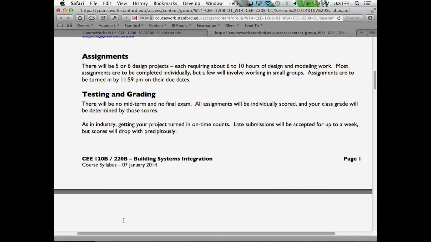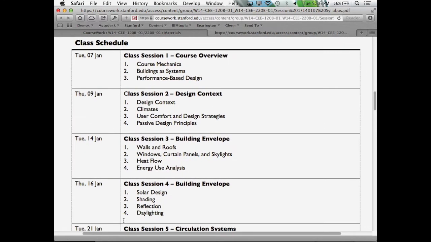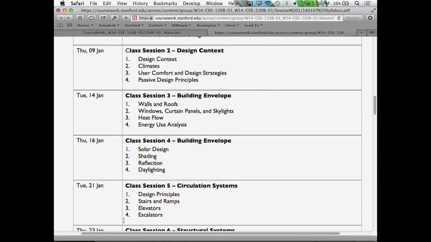Okay, what else do you need to know in terms of getting started? Class schedule. Let's show you what's actually going to be happening here. Here's a rough outline of what we are going to be doing across the class. We're starting out with some course overview. We'll talk about buildings and systems and performance-based design, but then we're going to go through a lot of different things, thinking about how these systems work together.